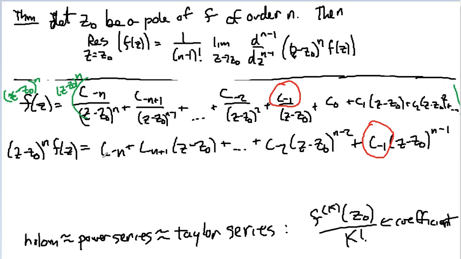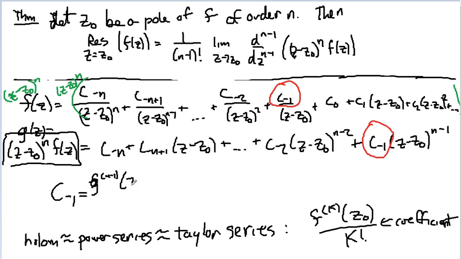But this is a holomorphic function. It's essentially a holomorphic function. This is a regular power series, so I can use the formula for the Taylor series expansion. So I get c to the minus 1 is equal to whatever this thing is. Let's call this g of z. This is going to equal the (n minus 1)th derivative of g evaluated at z naught over (n minus 1) factorial, which is exactly what this says, just the (n minus 1)th derivative of this thing evaluated at z naught. So, there.